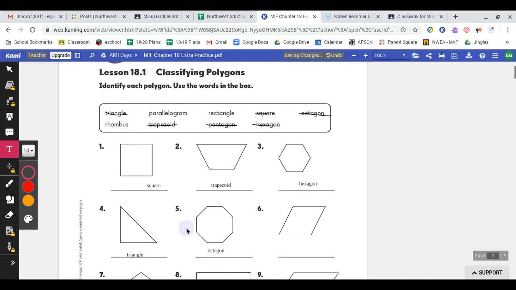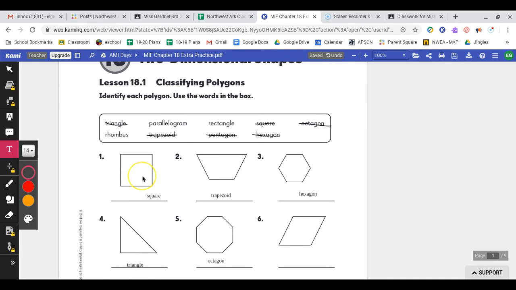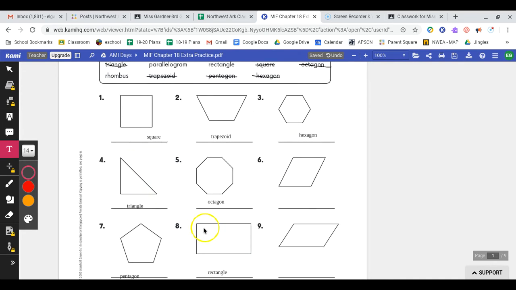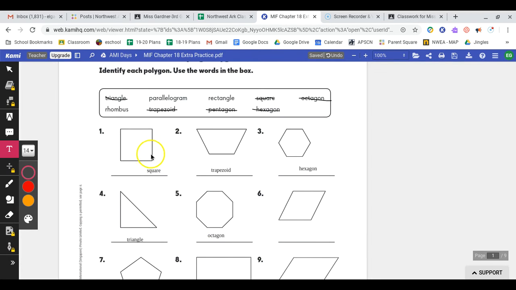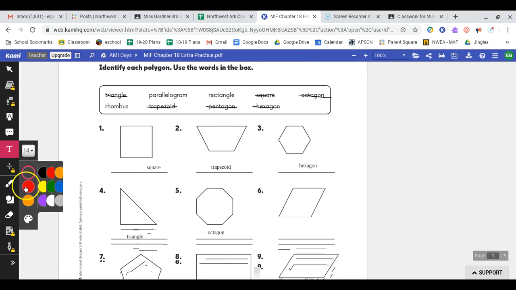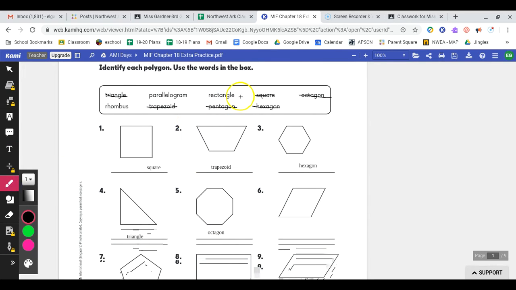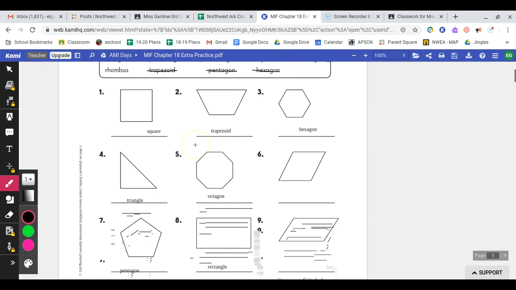Just like the square. A square is actually a type of rectangle because it has all right angles. It's a special type of rectangle because it also has all sides of equal length. It happens to be a parallelogram as well because it does have those 2 sets of parallel lines. Okay, but we've used up rectangle. Let's cross that out. Okay, now parallelogram and rhombus are left.